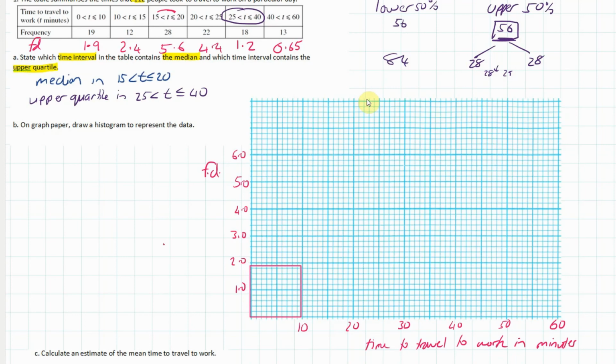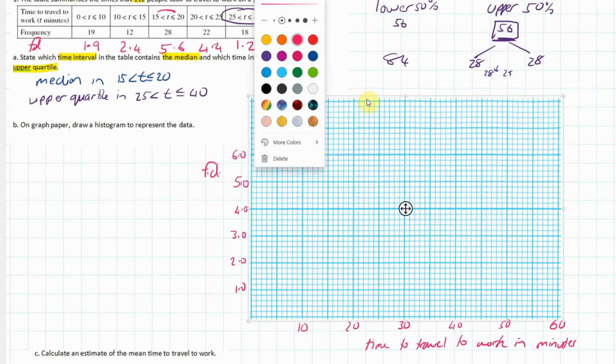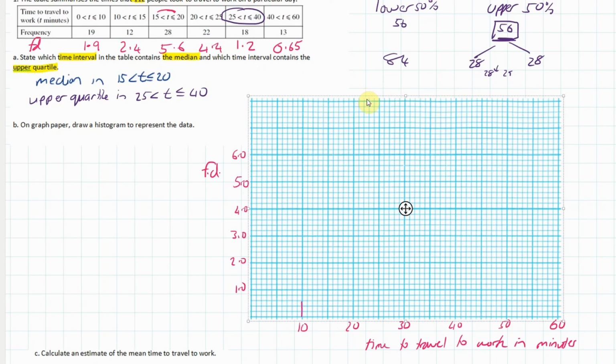The next one, maybe I'll just do it by hand. It'll look worse, but at least be better. Okay, so it should be roughly 1.9 there. The next one is 2.4, and it goes from 10 to 15, so 15's here, so 2.4 would be approximately there. Okay, and the next one is 5.6, that's 15 to 20, so 5.6 would be here.